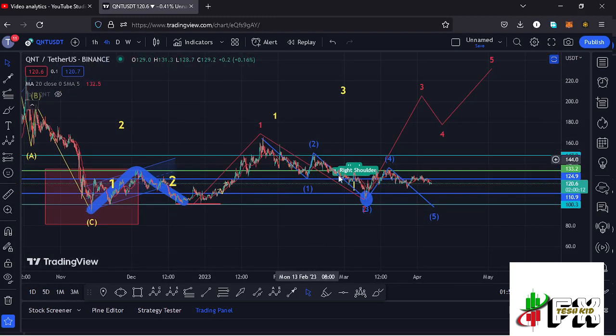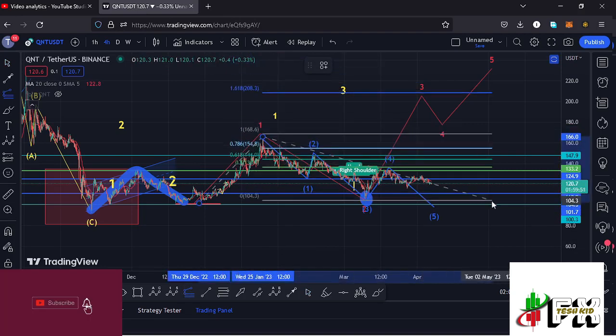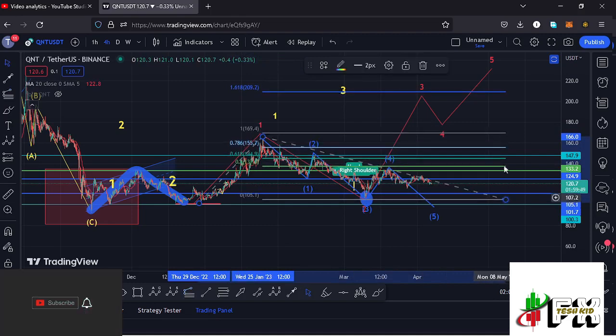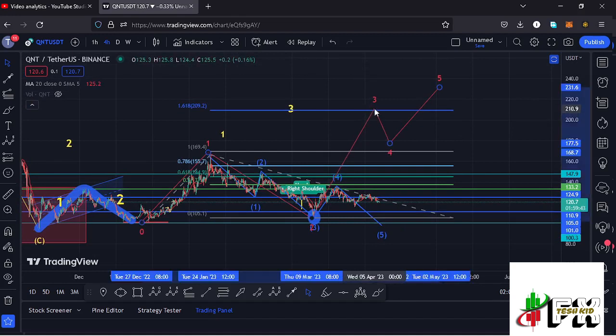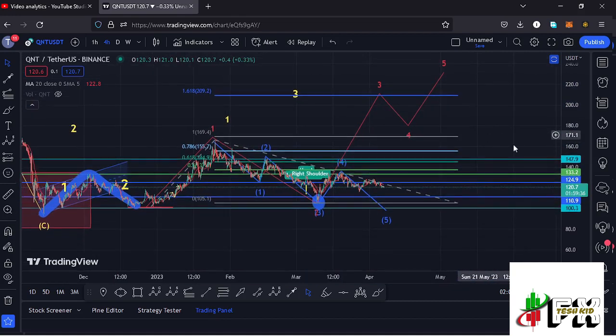Then we have seen a corrective structure in the formation of this wave 2, and now the primary scenario is that whatever we are seeing is the formation of this wave 3, and sketching out a target area in the formation of this wave 3 by connecting the trend-based Fibonacci from the low of the first wave to the high of that wave 1, then dragging the Fibs to the low of the second wave. That now gives me a target area in the formation of that wave 3 at the Fib level 1.618, and that is at around the $209.2 mark. And that is the minimum that I'm expecting Quant to do here on the short-term scenarios.